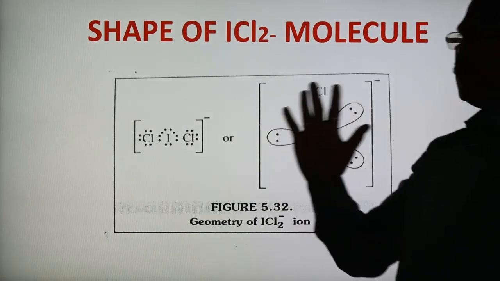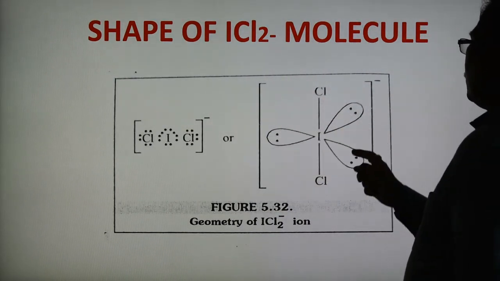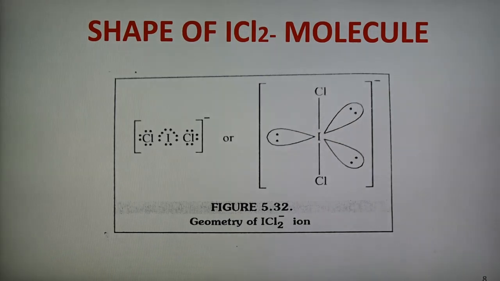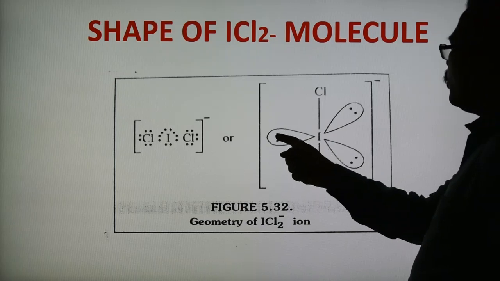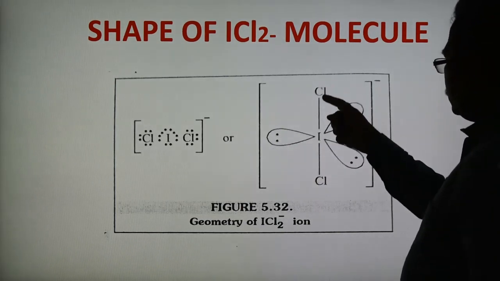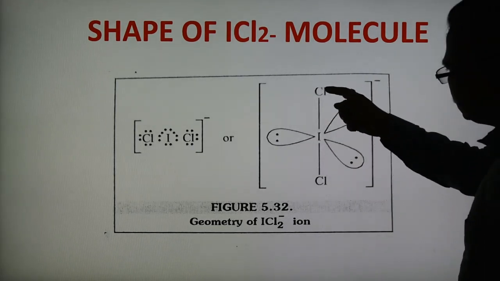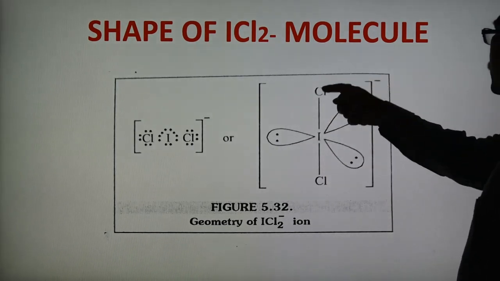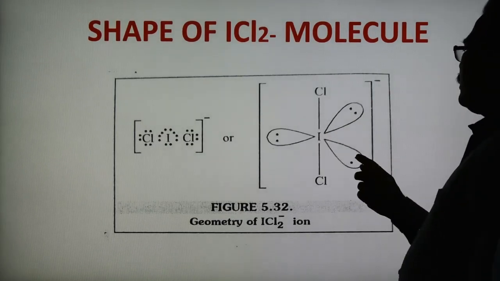So there are 5 electron pairs, and for 5 electron pairs the shape is trigonal bipyramidal, out of which 3 electron pairs are lone pairs, and therefore the 3 lone pairs occupy the equatorial positions, and therefore the shape of this molecule can also be considered as linear. So ICl2 minus has linear geometry.